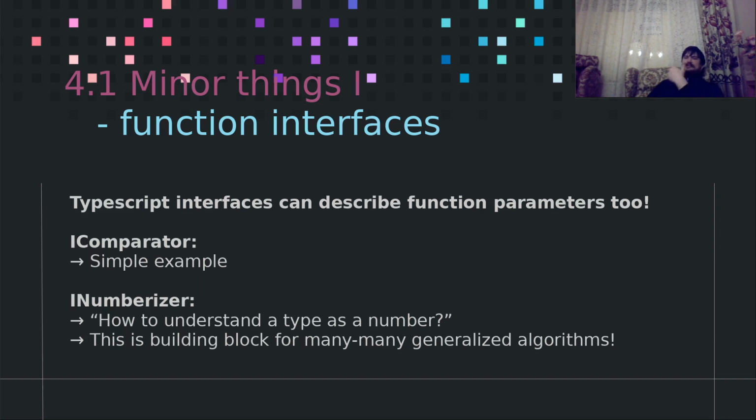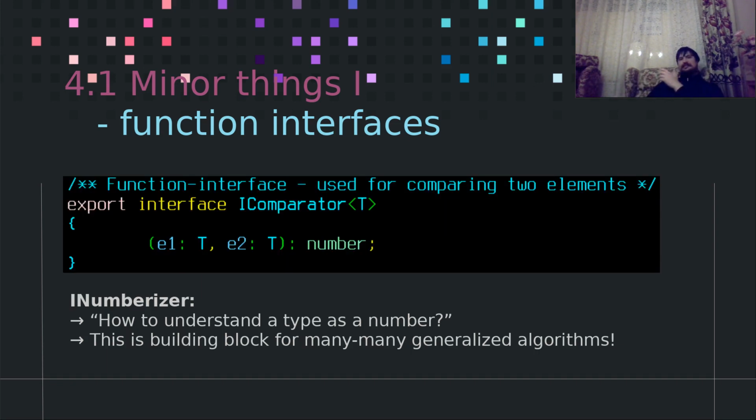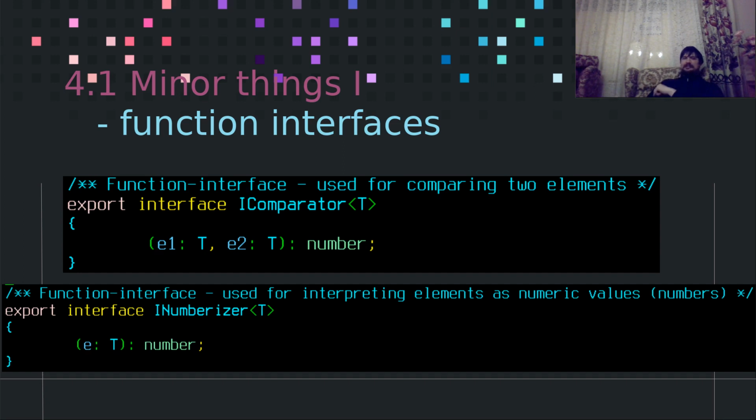And it gives a genericity for a lot of algorithms if you give in objects and tell how to numberize them. So this is a very good building block. This is how they look. You all know this.